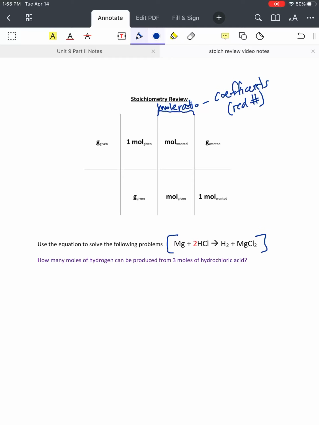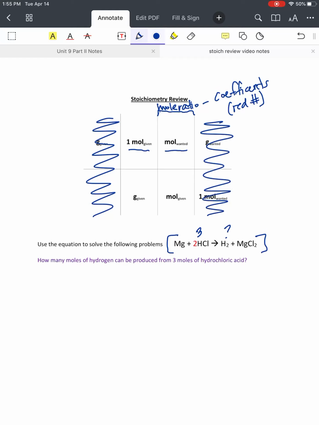Okay, so let's just start with the first one. It starts with how many moles of hydrogen. So I'm looking for hydrogen. Moles of hydrogen can be produced if I start with 3 moles of hydrochloric acid. If I'm going from moles given, that's right here, to moles wanted, that's right here, I'm not using this whole side or this whole side of my foldable. And remember, we said this grams we only use if we're using the top, so we're not using this grams either.